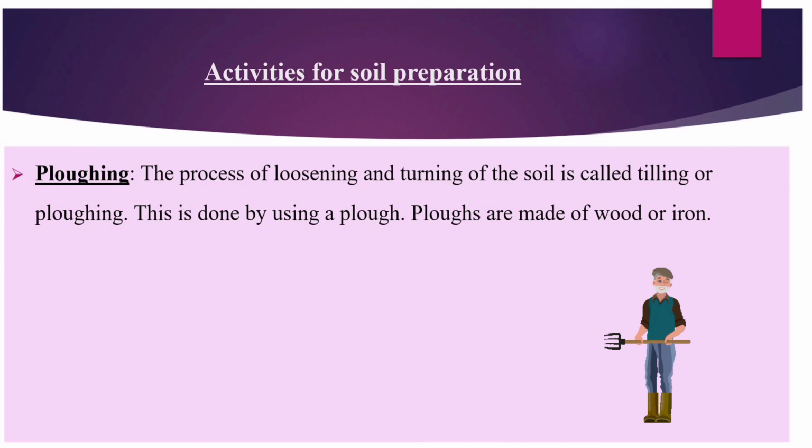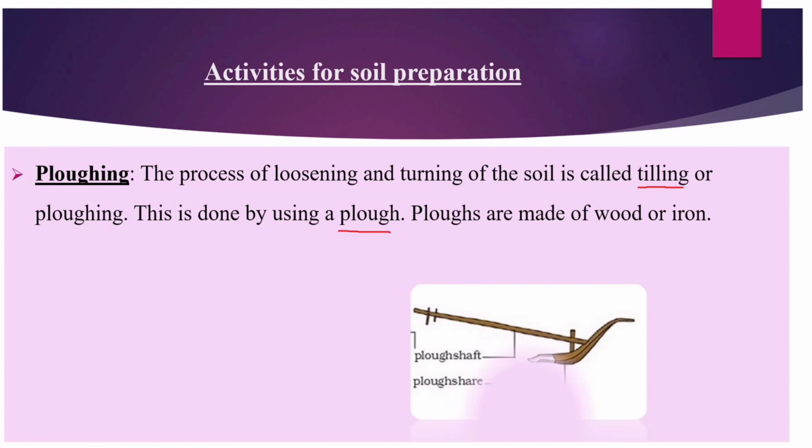So the first one is plowing. The process of loosening and turning of soil is called tilling or plowing. This is done by using a plow. Plows are made of wood or iron. Now let us have one picture of a plow. In this picture you can see that this part is called the plow shaft and this portion is called the plowshare. And this is the agricultural implement which is used for plowing the field.